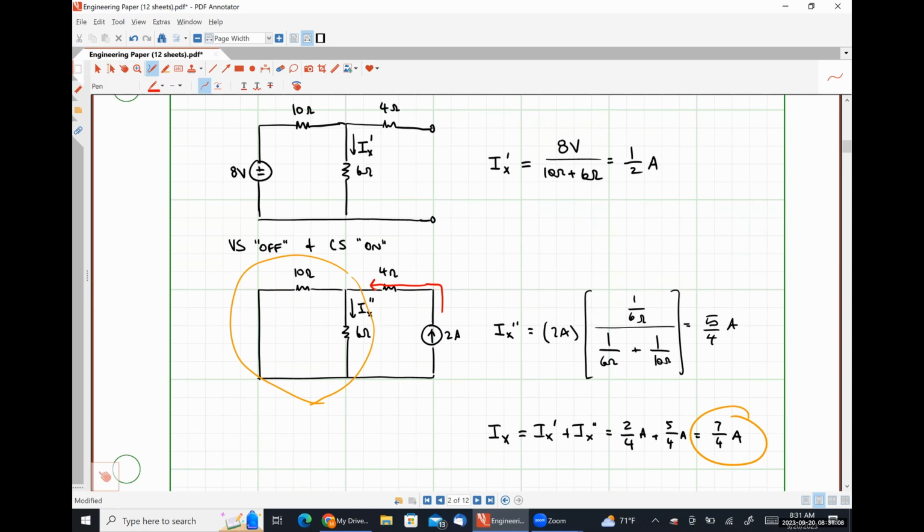Any other questions about this particular example? All right, so like I said, this is an example of how to apply superposition. One thing that I do want to point out is that we can only turn off independent sources. So a dependent source must always be left on if we have one, okay? All right, so now let's talk about linearity.